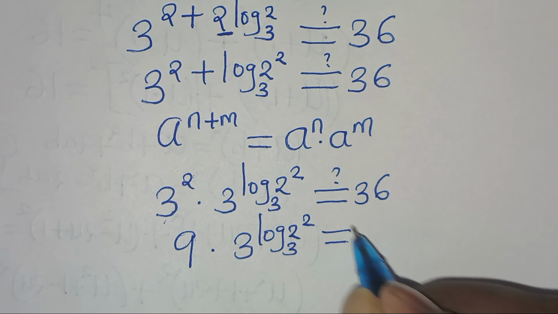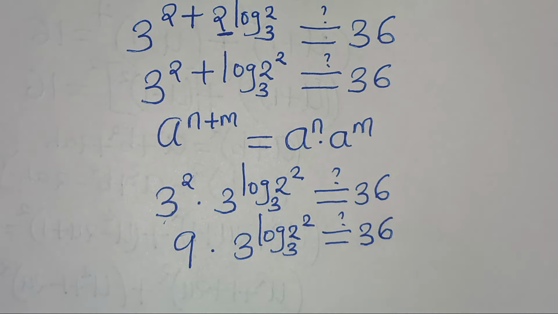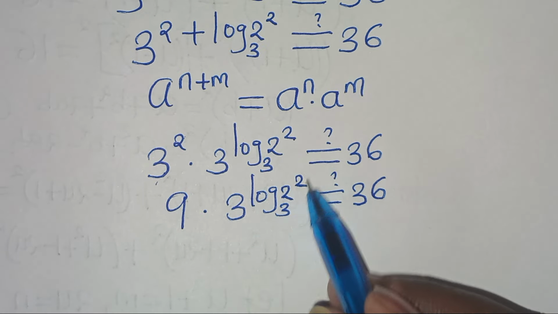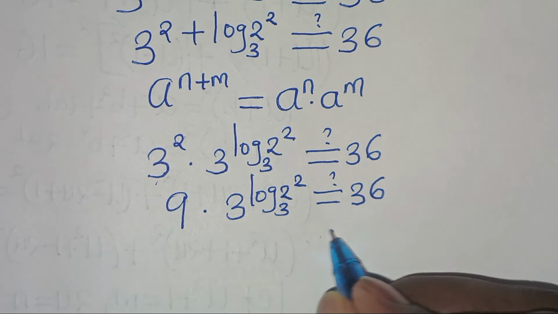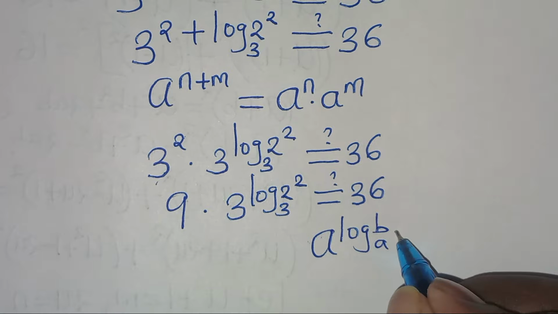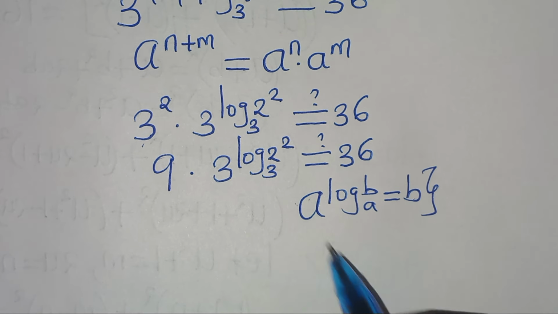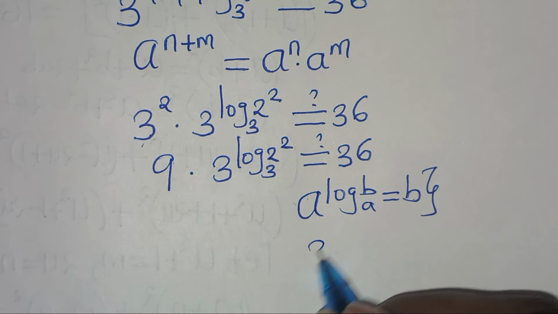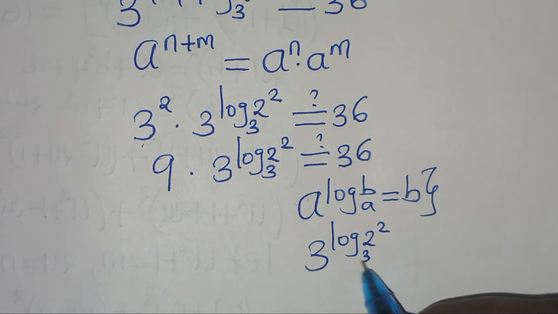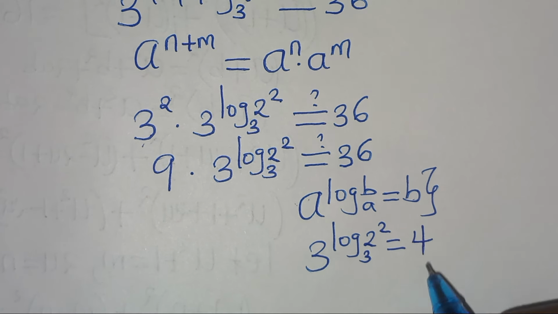This is supposed to give us a value of 36. Now, we have that 3 to the power of log 2 to the power of 2 to base 3. This is in the form of a to the power of log b to base a, and this should give us a value of b. So applying this logarithm property, then 3 raised to the power of log 2 squared to base 3 should give us a value of 2 squared, which is 4.